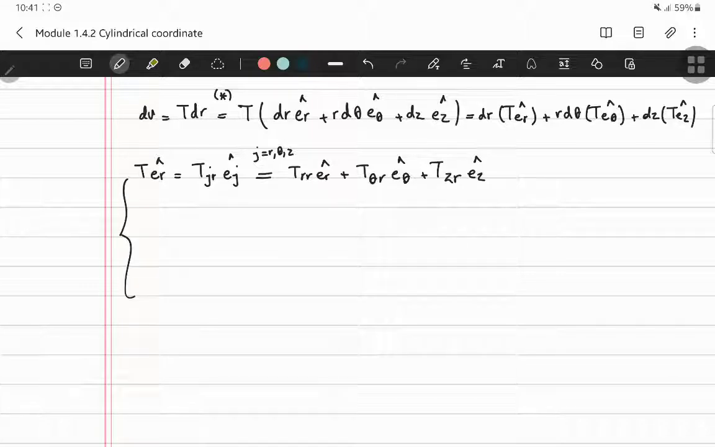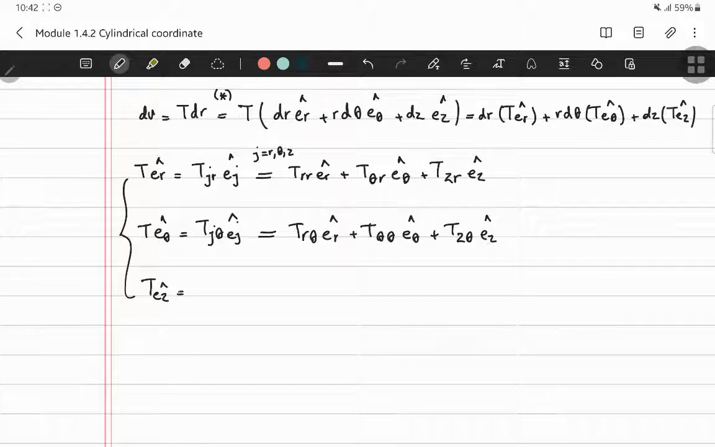Then we have T e_theta. It is T_j theta e_j, and again we have j equal to r, theta, and z. Then, maybe it's better to write like this, T_r theta e_r plus T_theta theta e_theta plus T_z theta e_z. Then we have T e_z equal to T_jz e_j, which is equal to T_rz e_r plus T_theta z e_theta plus T_zz e_z.